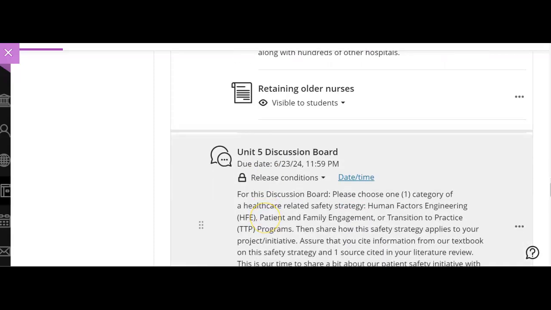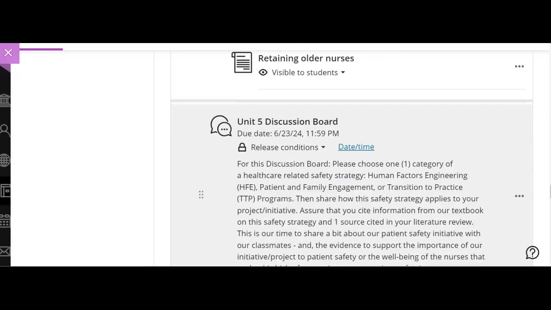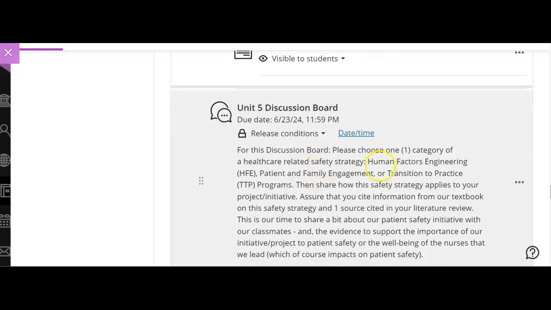And the discussion board post for the week is allowing you to pick one of those three factors. So human factors engineering, patient and family engagement, or transition to practice programs. Pick one of those and then share how this specific safety strategy applies to your initiative for this course. Sometimes you have to kind of reach to make it really fit.